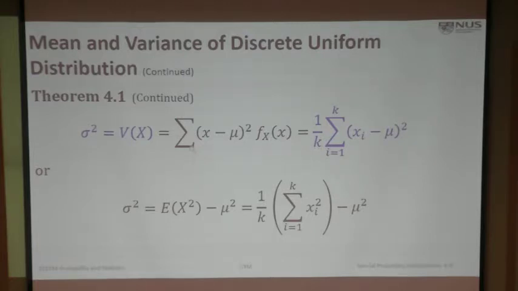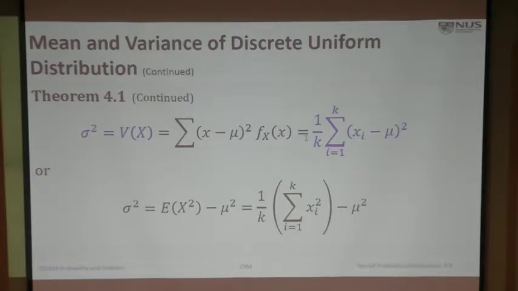Okay, this is the sum over all possible x's. It's a kind of funny notation here. So this sum is equivalent to x taking the values x1, x2, x3, x4 up to xk. So I can take my sum from i is 1 to k of xi, that's the value of x, minus mu all squared, and the probability that I take the value x is 1 over k. Okay, so that's the variance.